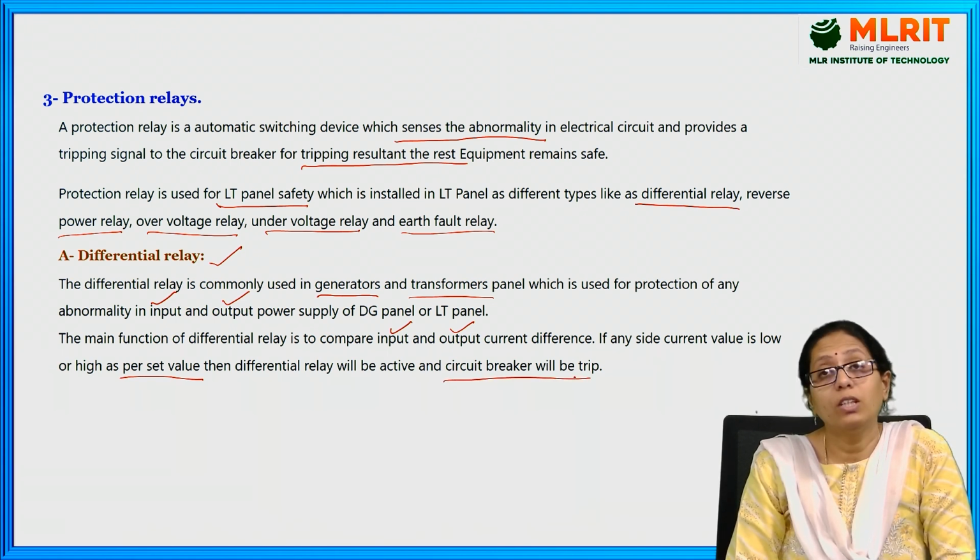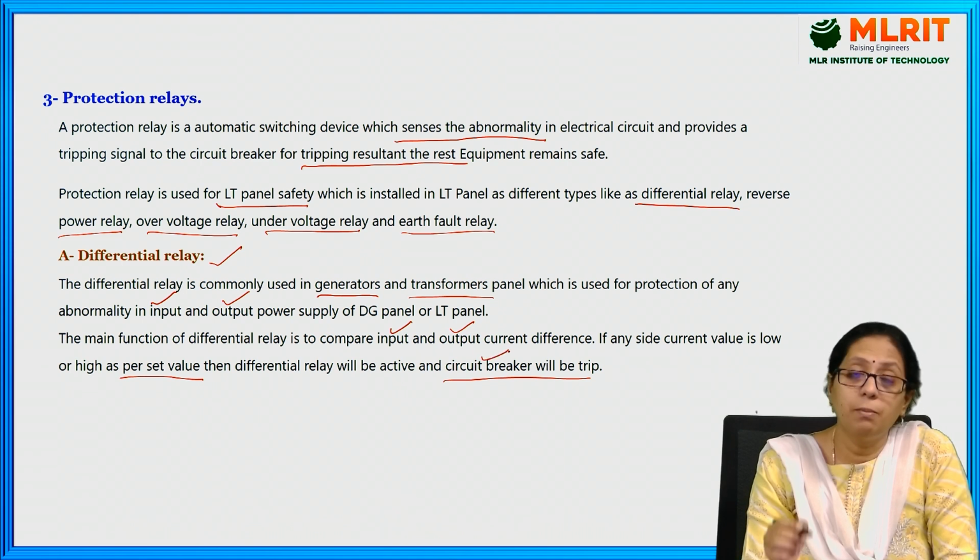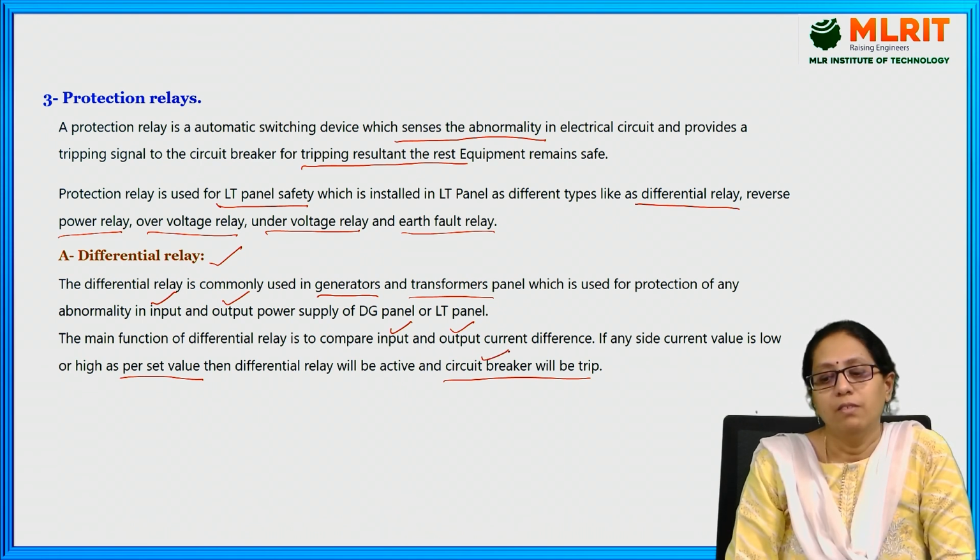So based on the current value which is measured on the input side as well as the output side, based on the difference in the current value, the circuit breaker is operated, that is, it will trip.